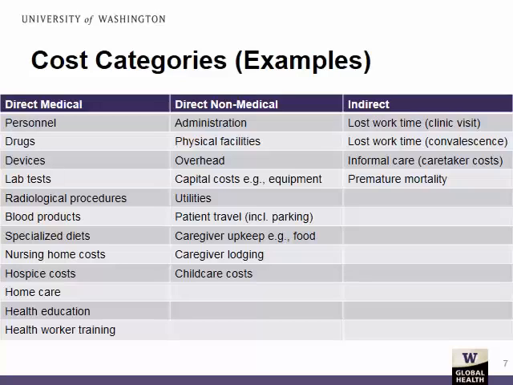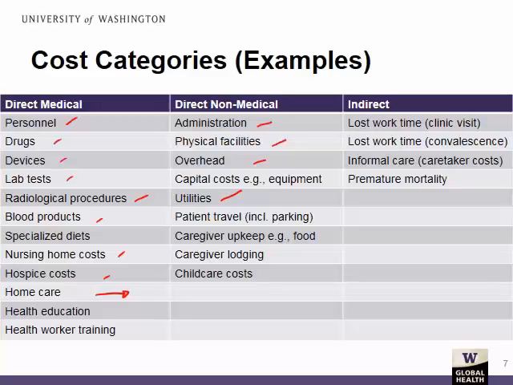So here are the examples. Direct medical, we spoke about personnel, drugs, devices, lab tests, radiological tests, blood products, nursing home costs, hospice costs, home care for people who are being taken care of at home, health education and training. Direct non-medical, you have administration, facilities, overhead, things like equipment, you have electricity and water.